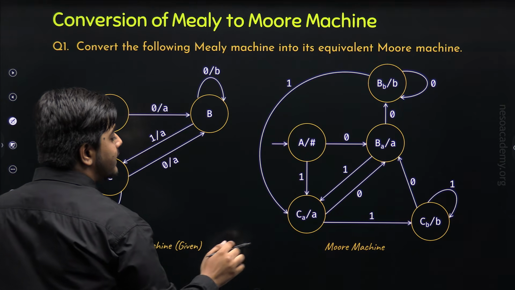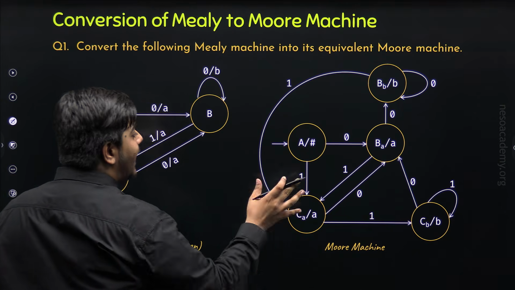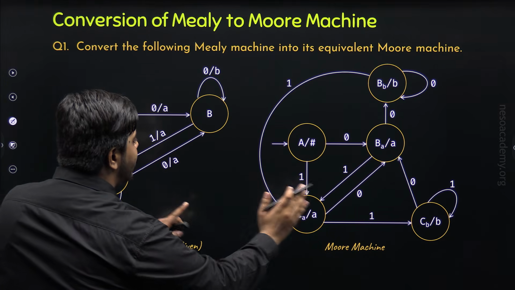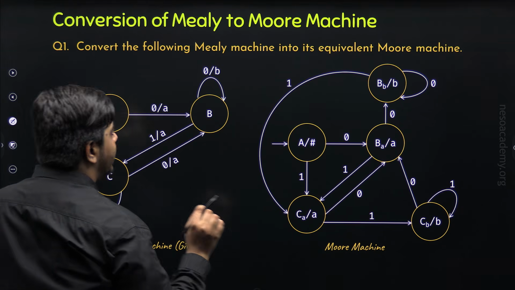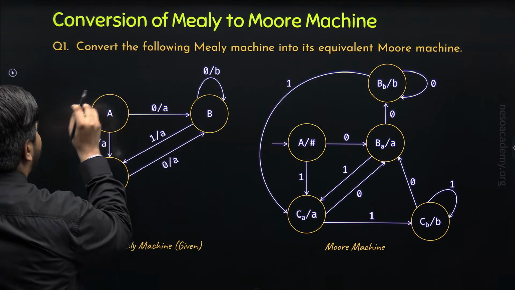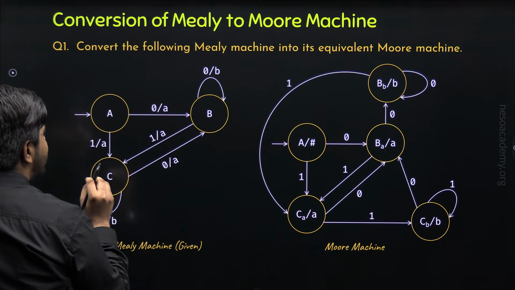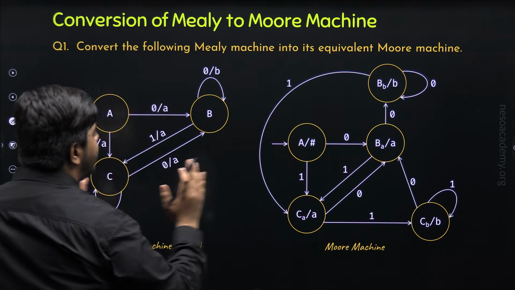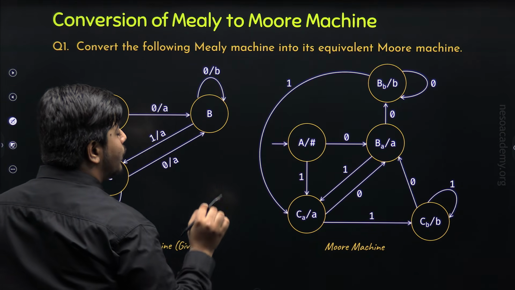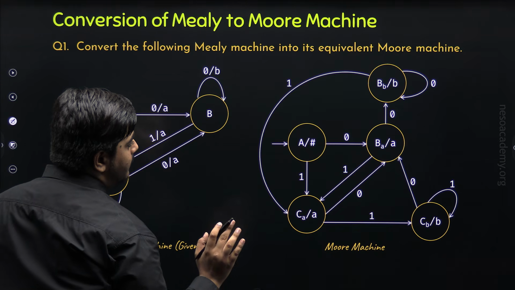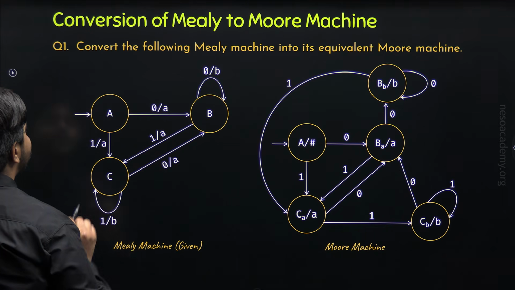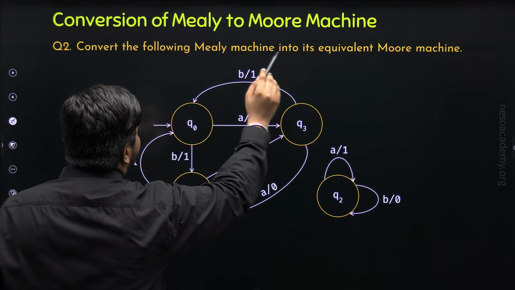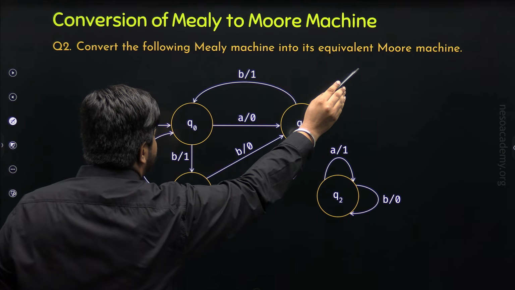Now we can say this is a complete Moore machine that we have constructed by converting this Mealy machine into its equivalent Moore machine. In this way, we have solved our problem number 1, in which we have directly converted the Mealy machine transition diagram into the Moore machine transition diagram without drawing any transition table. Now we will proceed towards our second problem. Convert the following Mealy machine into its equivalent Moore machine.